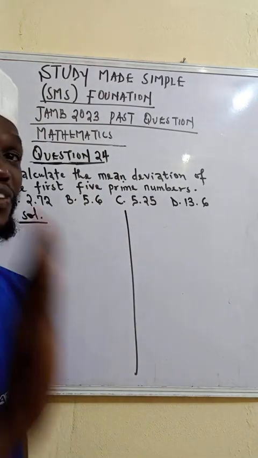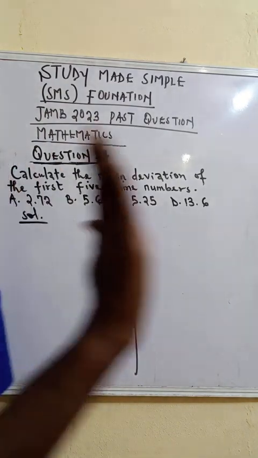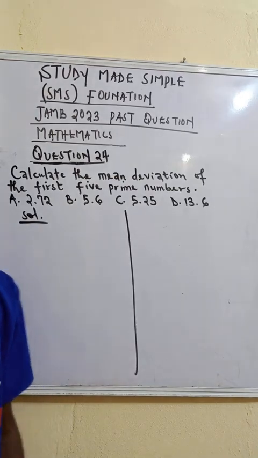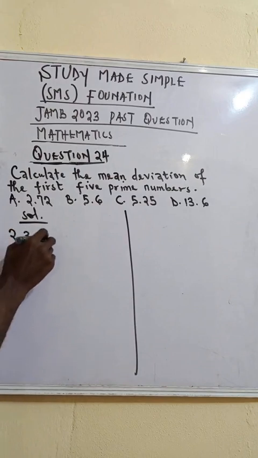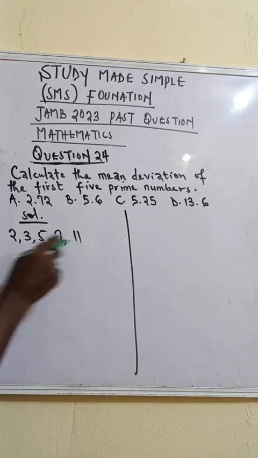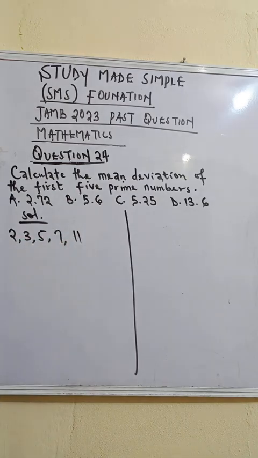Those are the first five prime numbers. 1 is not among them. So that means the numbers are 2, 3, 5, 7, and 11. These are the first 5 prime numbers.